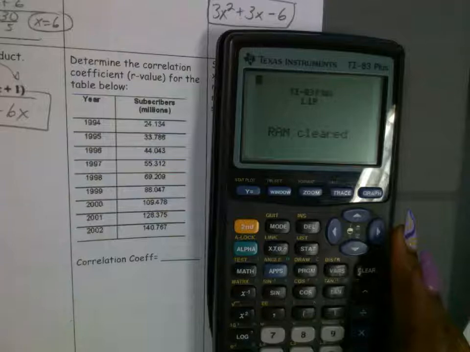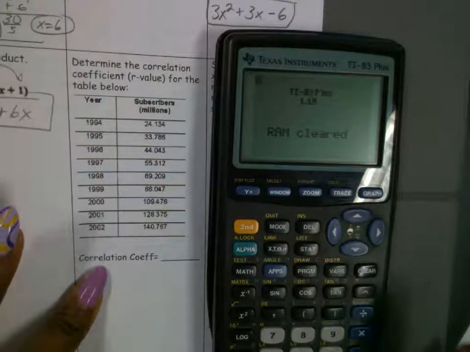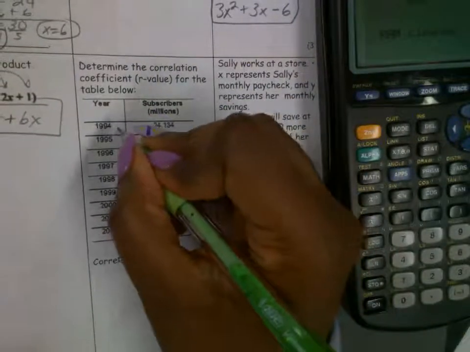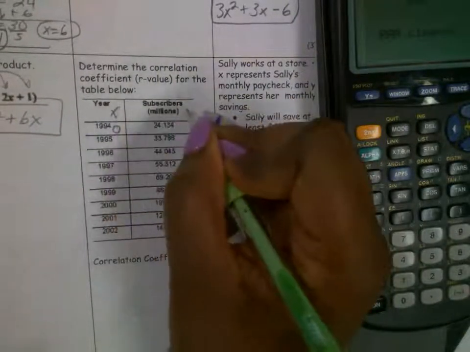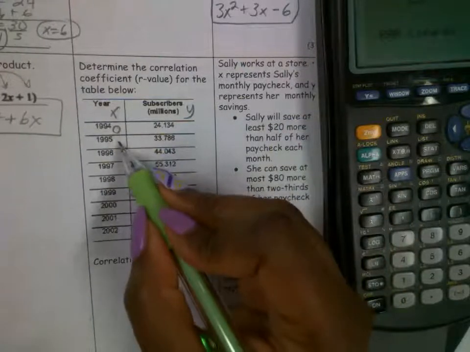And when you have large numbers like this, okay, and these are years. This first year is going to be our 0 year. So we're going to put this is X, this is Y, of course. This is going to be our 0 year. So the year after that is our first.